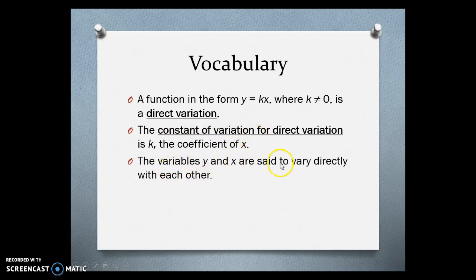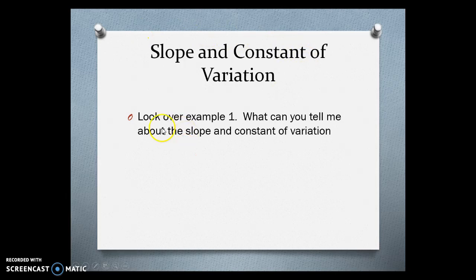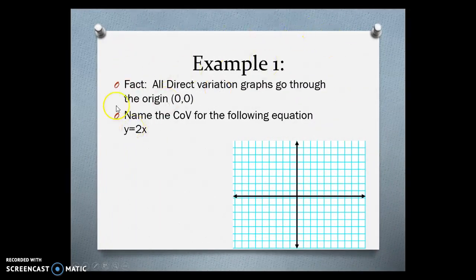Variables y and x are said to vary directly with each other, so if you see this in a story problem, you know that you can essentially find the slope by dividing y by x. Now, slope and the constant of variation, again, these are essentially the same thing. Actually, we're skipping this slide. Here we go. So, looking at example 1.